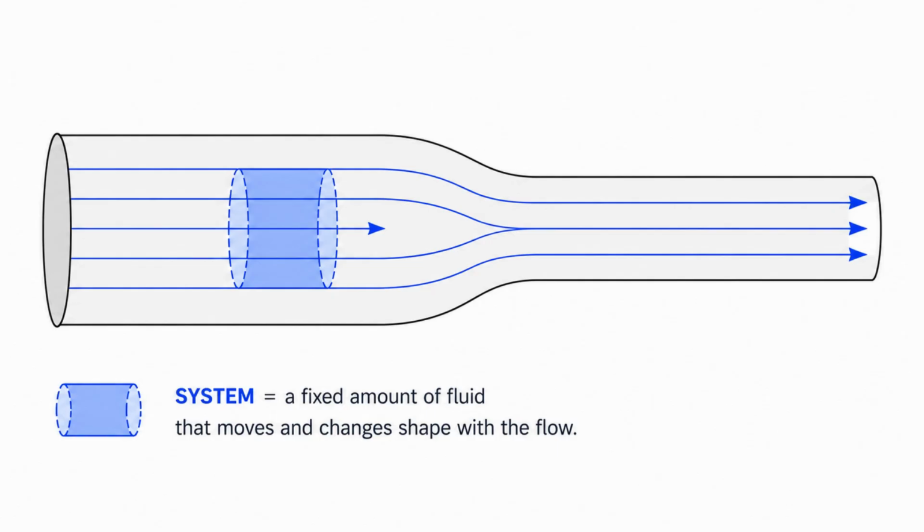Let's begin with the system approach. A system is a fixed amount of matter that we choose to follow over time. In this example, the highlighted section represents a specific group of fluid particles inside the pipe. As the fluid flows downstream, the system moves with it. The system may change its position, speed, or shape, especially as it passes through a changing pipe area. However, it always contains the exact same fluid particles. No matter where those particles move, they remain part of the system.